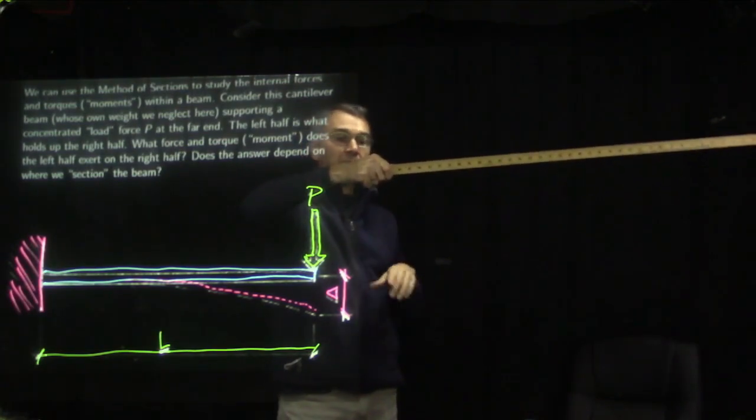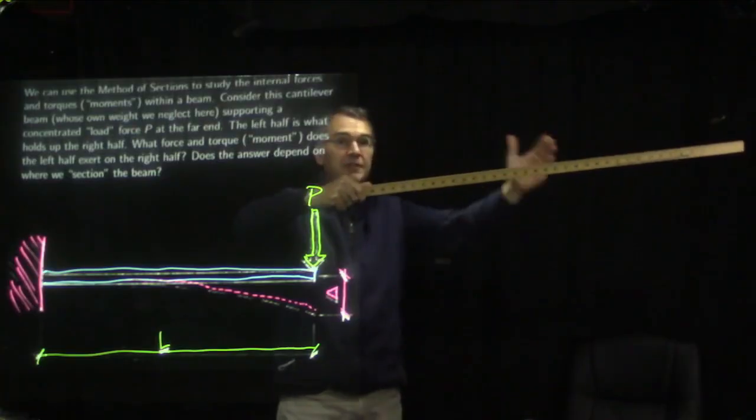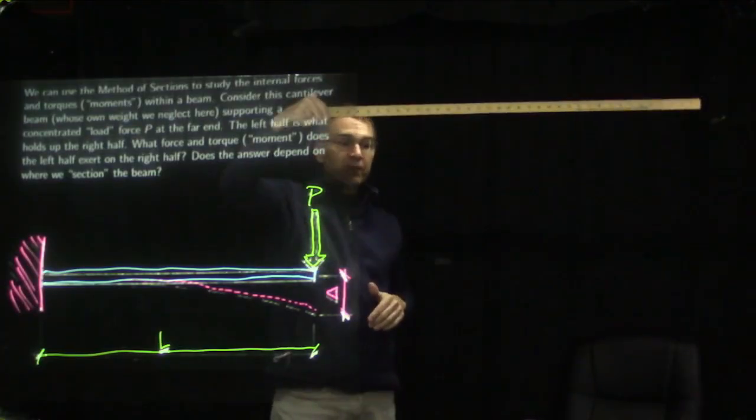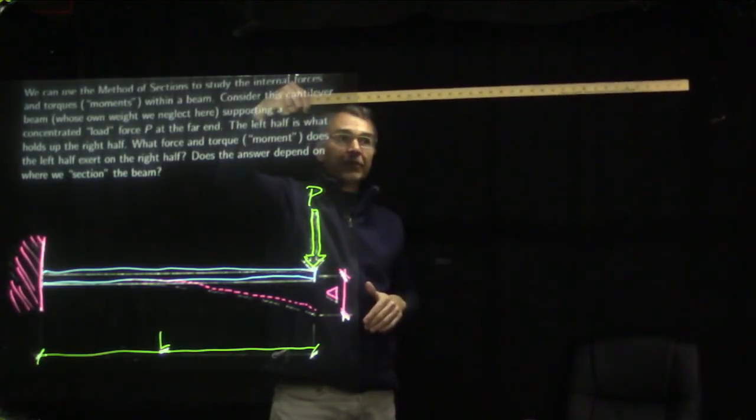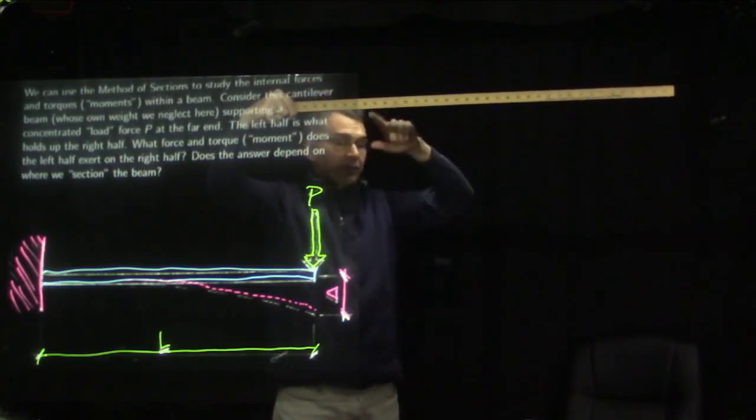So we want to be able to study both that force and that torque as a function of length along the beam. And the two most common cases we'll consider are a cantilever, which is supported by being built into a wall on one end. So here's a connection to a wall, and the rest of it is just hanging in the air.